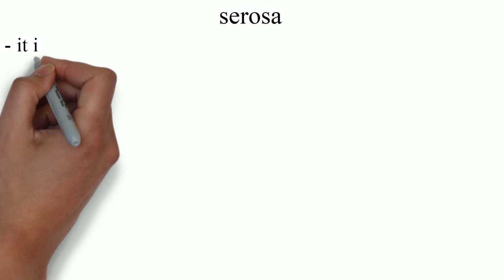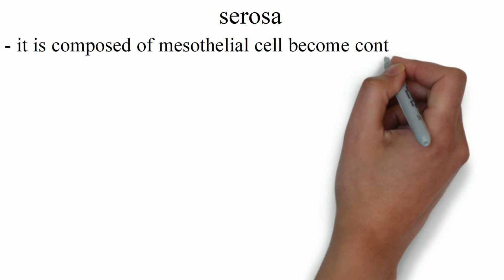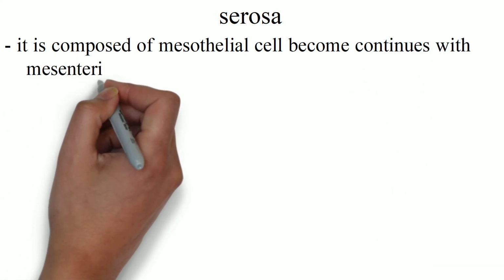Serosa is composed of mesothelial cells and connective tissue, as it was in the case of the stomach. In the small intestine it becomes continuous with the mesentery.